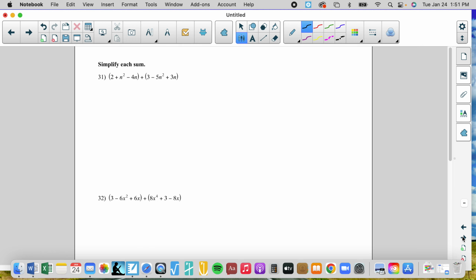All right, in number 31, now we're simplifying the sum. So we have this group of polynomials plus this group.